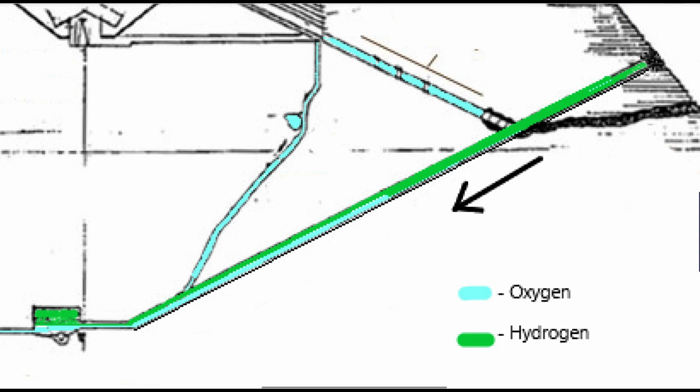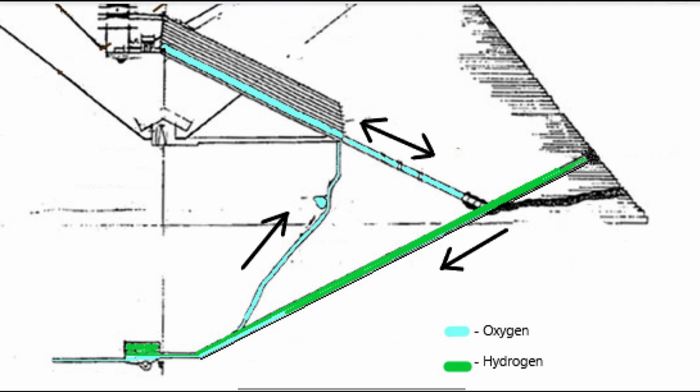Now, as the hydrogen is flowing all up into the upper area of the descending chamber, it's going to rise up there. And then as it pressurizes up there, it's going to push back down until it hits the oxygen. Now, once it hits the oxygen, it's going to push the oxygen up to the well and up into the ascending corridor and the grand gallery.